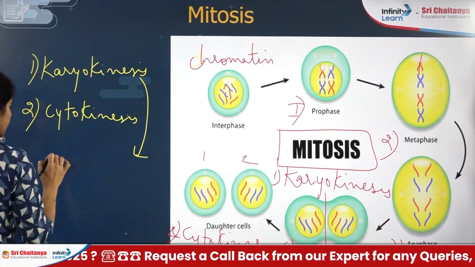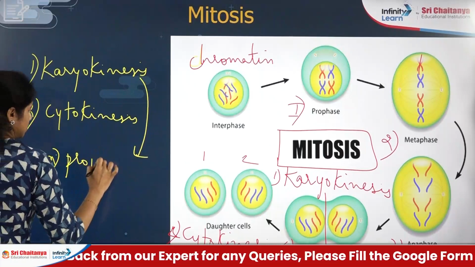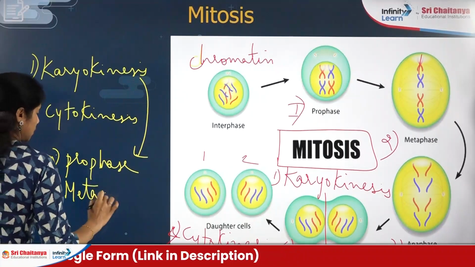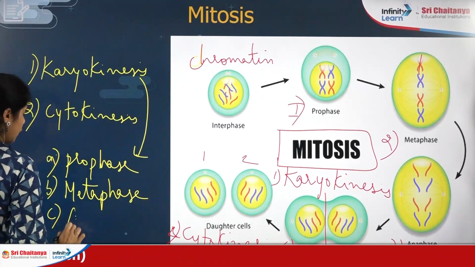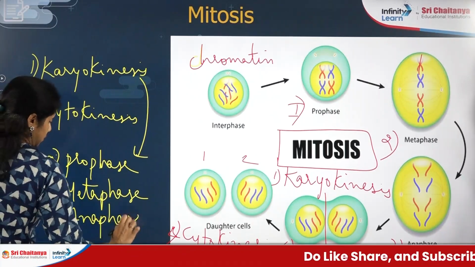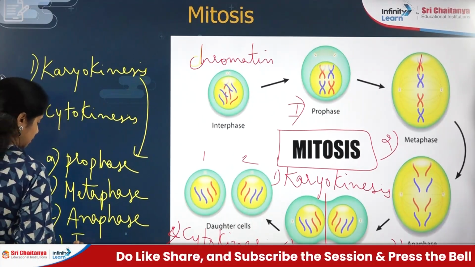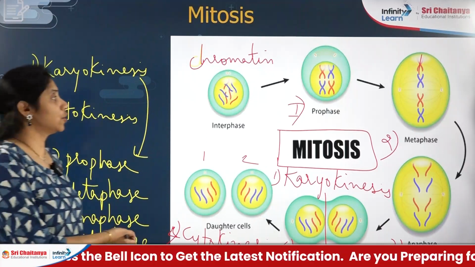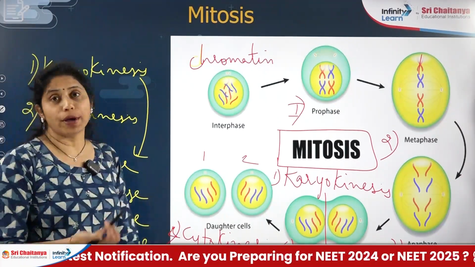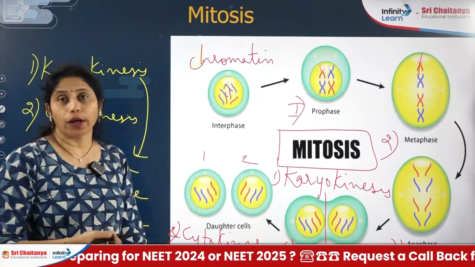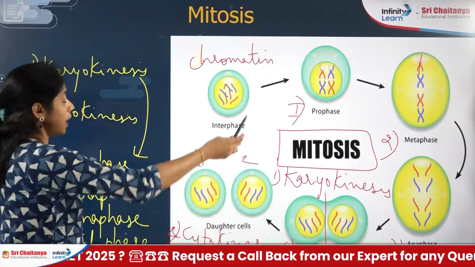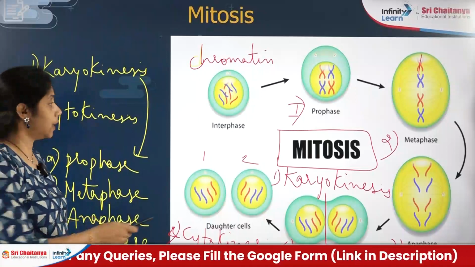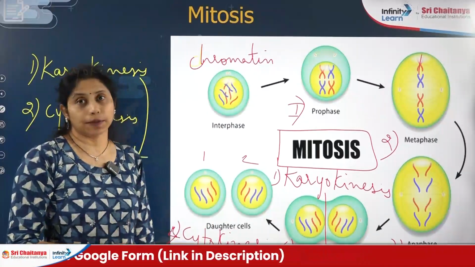This karyokinesis is again subdivided into prophase, metaphase, anaphase and telophase. So clearly in this picture you can see that interphase will be having the chromatin and mitosis having the karyokinesis and cytokinesis. In the karyokinesis we have the subphases like prophase, metaphase, anaphase and telophase. After that, cytokinesis occurs once and it divides 1 parent cell into 2 daughter cells.